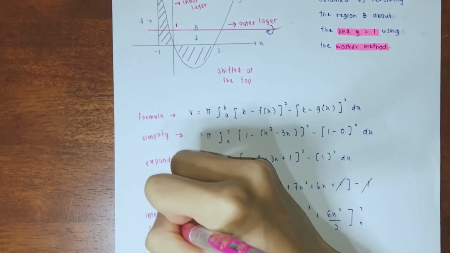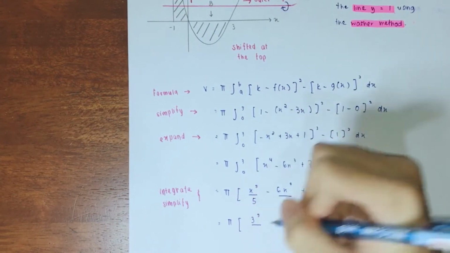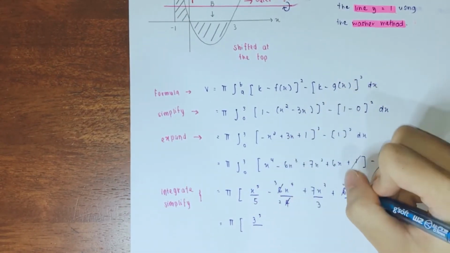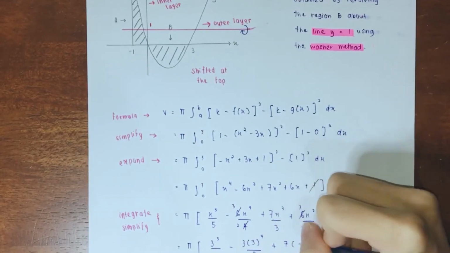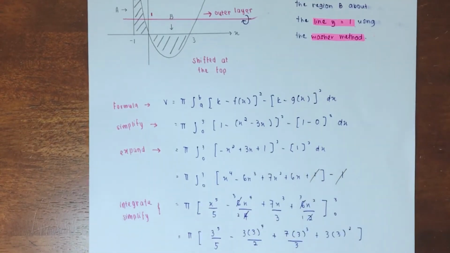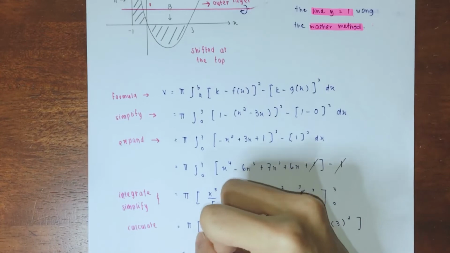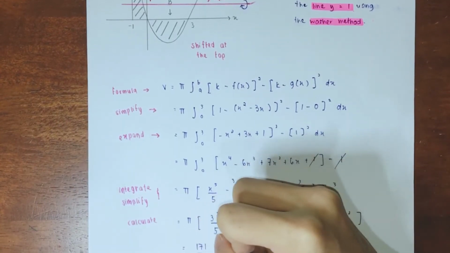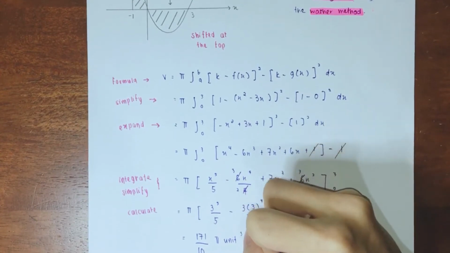Now integrate and simplify the equation. So after that, you need to calculate using the calculator. So the answer is 171 over 10 pi unit cube.